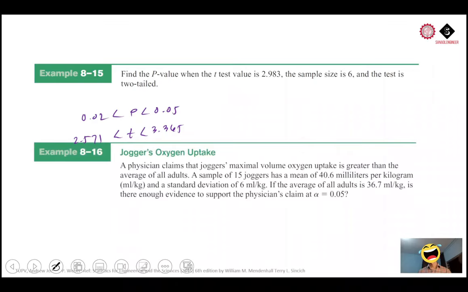Another example: a physician claims that joggers' maximum volume oxygen uptake is greater than the average of all adults. His sample of 15 joggers has a mean of 40.6 milliliters per kilogram and a standard deviation of 6. If the average of all adults is 36.7, is there enough evidence to support the physician's claim? Let's find out.